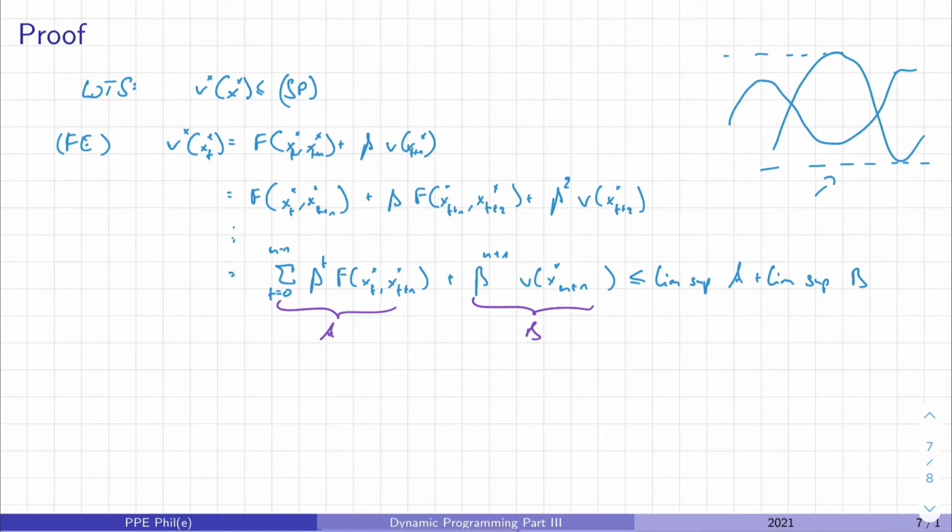Now, we said that this tends to 0. So this would be simply the limit supremum of our sequence problem, and hence we've shown that the value function is weakly smaller than the sequence problem, which is what we wanted to show.